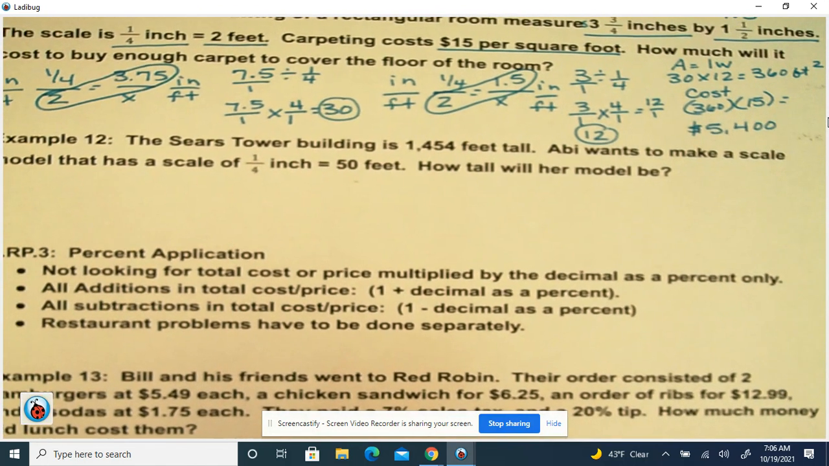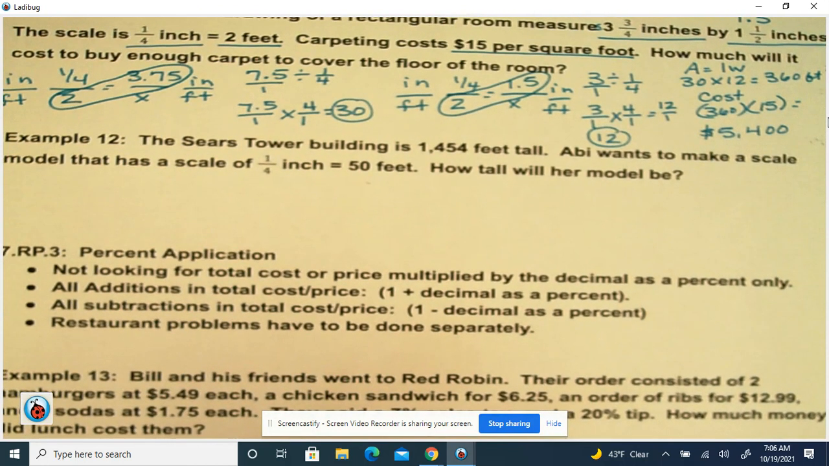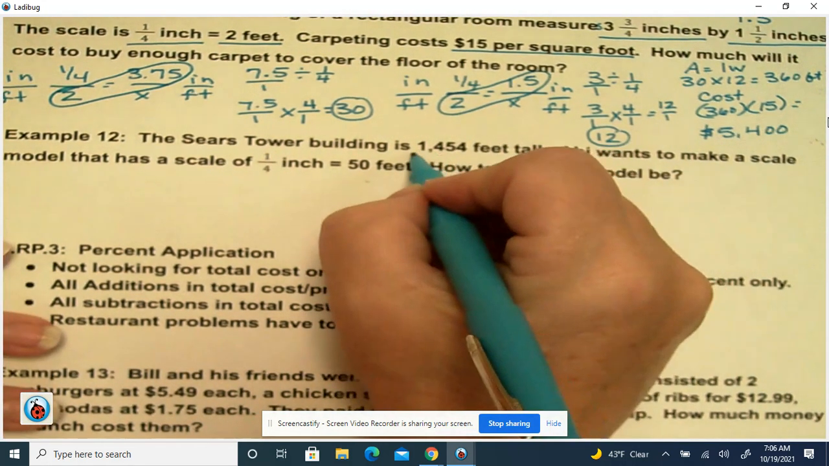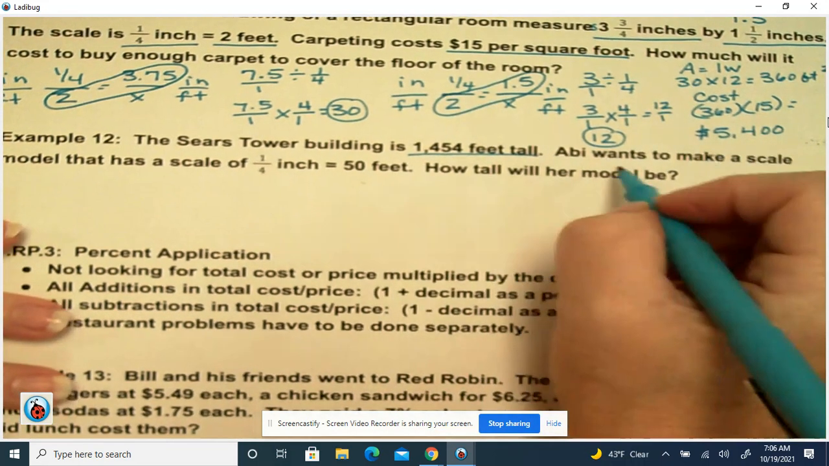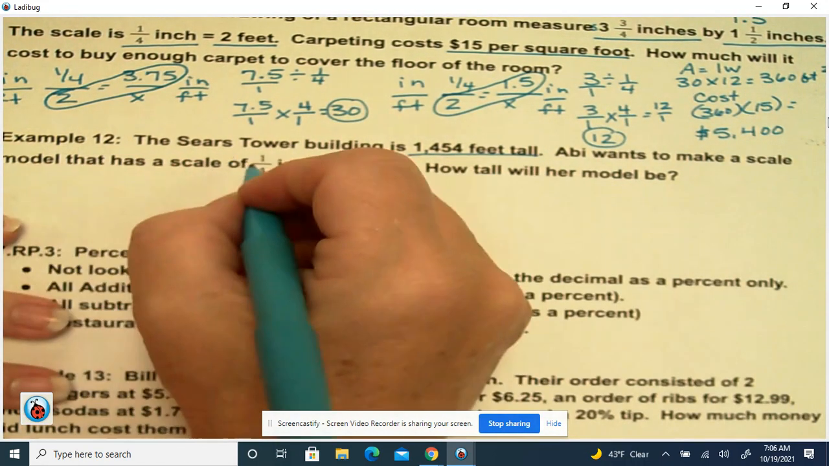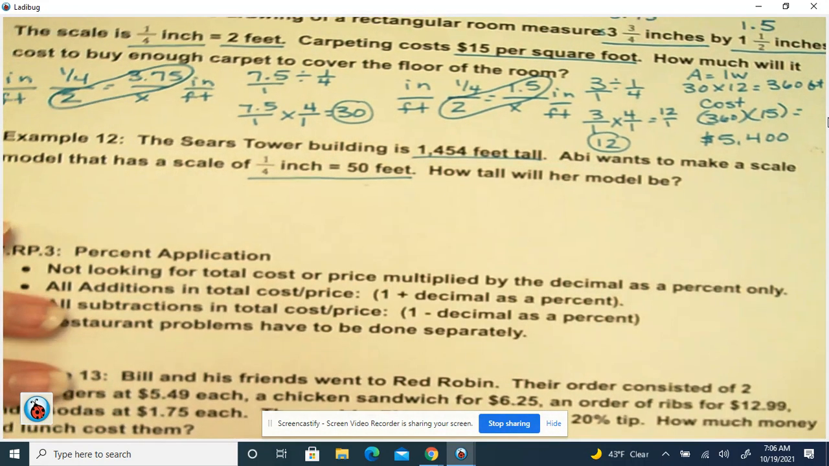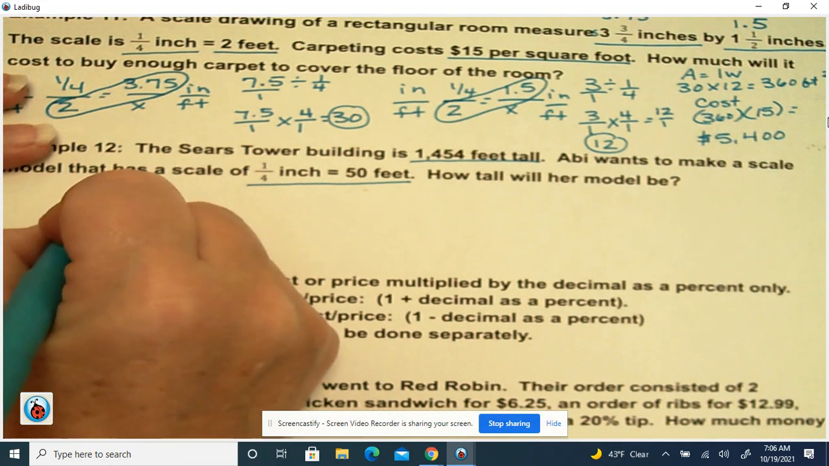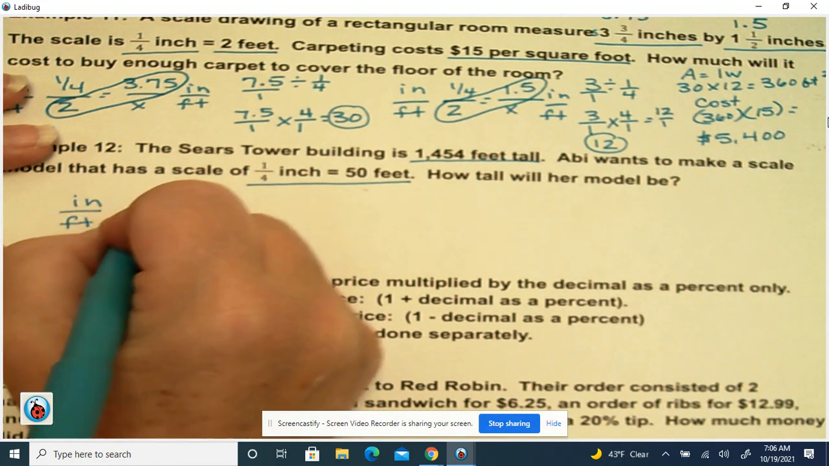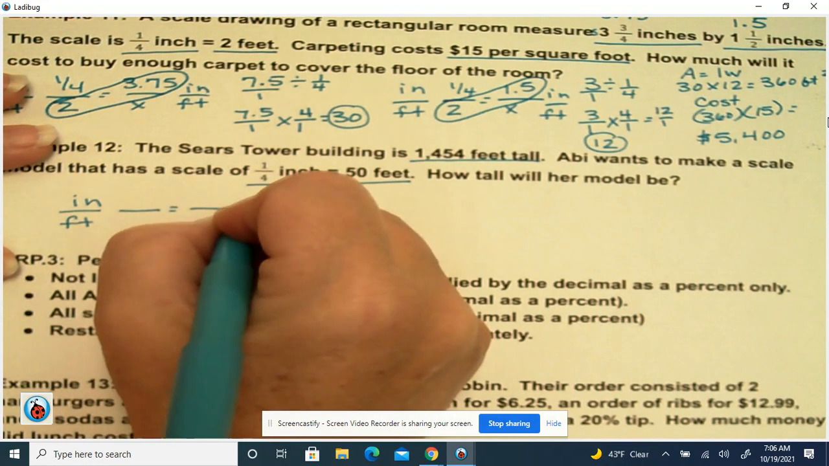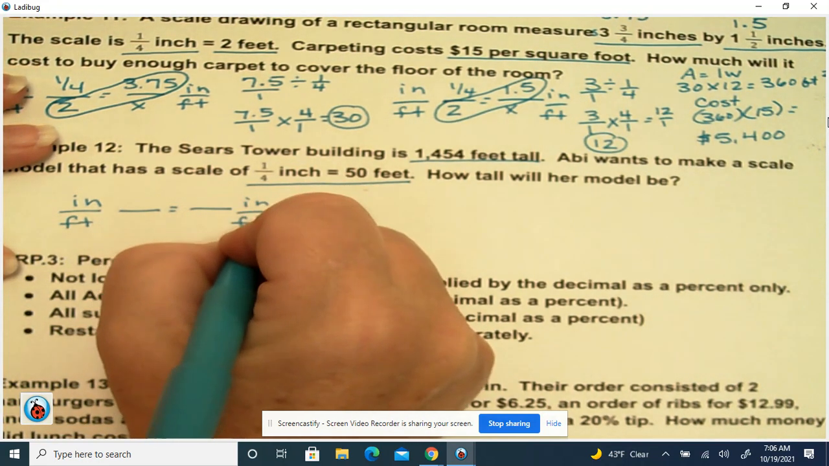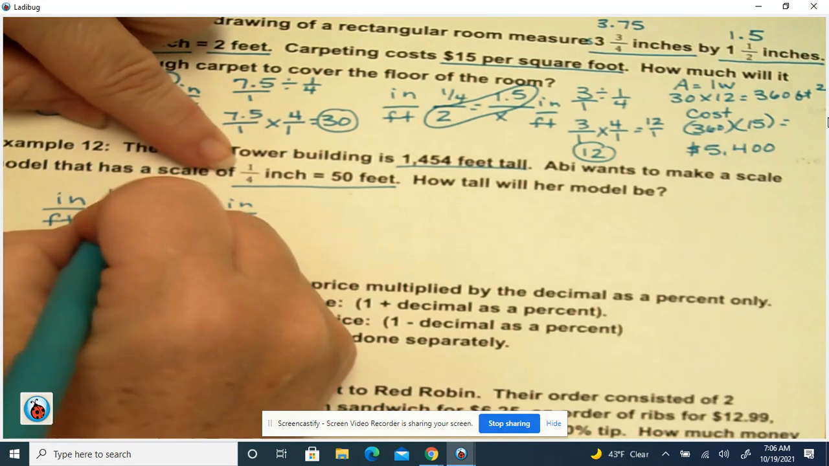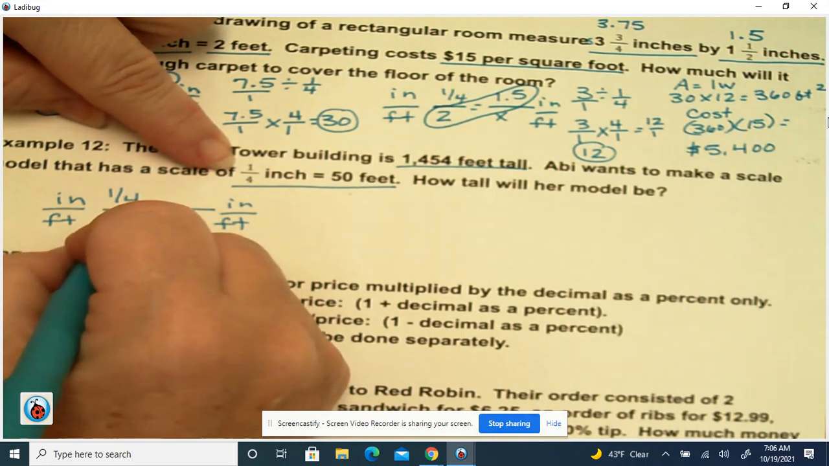Example 12. The Sears Tower building is 1,454 feet tall. Abby wants to make a scale model that has a scale of 1/4 inch equals 50 feet. How tall will her model be? So we've got inches over feet, and then inches over feet. Our scale is 1/4 inch and 50 feet.